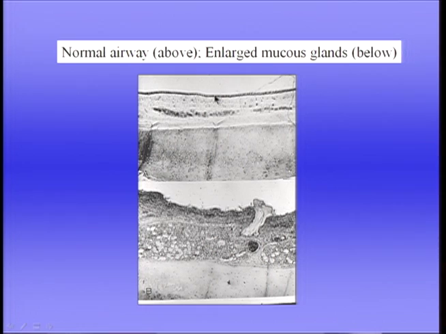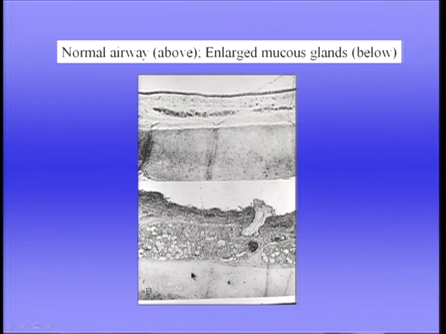Here's the epithelium here. This is the lumen of the airway here. The epithelium of the airway. Here's most of the wall, and here is cartilage. And you can see in the middle of the airway, as we saw in the drawing before, there's this relatively thin layer of mucus glands. But now look what happens in severe bronchitis.